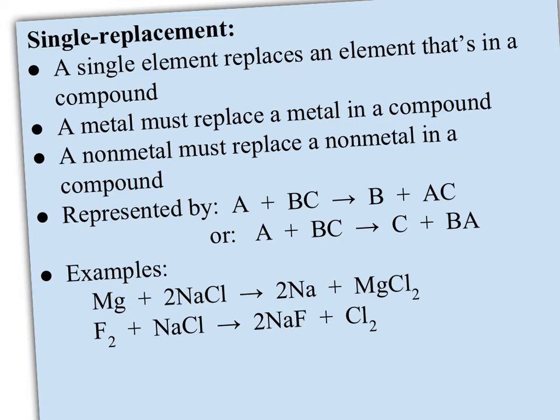So we could represent it as A plus BC would give you B plus AC. In this case, I can tell that A and B must be metals because they're the first thing in the compound. If it was a nonmetal, then A plus BC could give me C plus BA, and in this case, A and C are nonmetals and found at the end of the compound. So I've given you an example of each. Magnesium plus sodium chloride can give you sodium plus magnesium chloride. Also, fluorine gas plus sodium chloride could give you sodium fluoride plus chlorine gas.